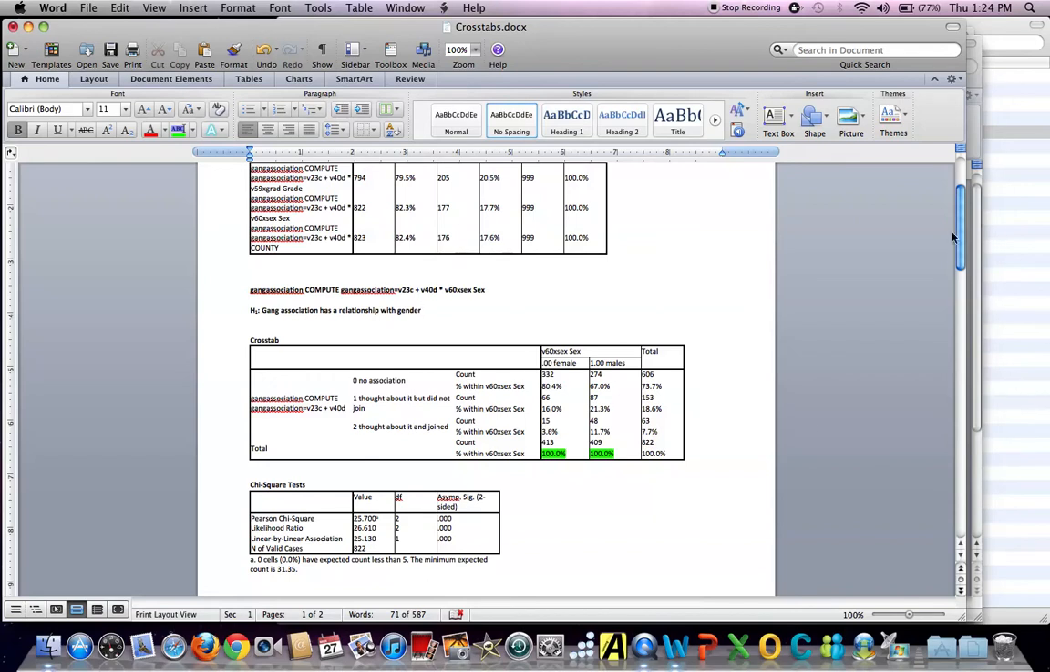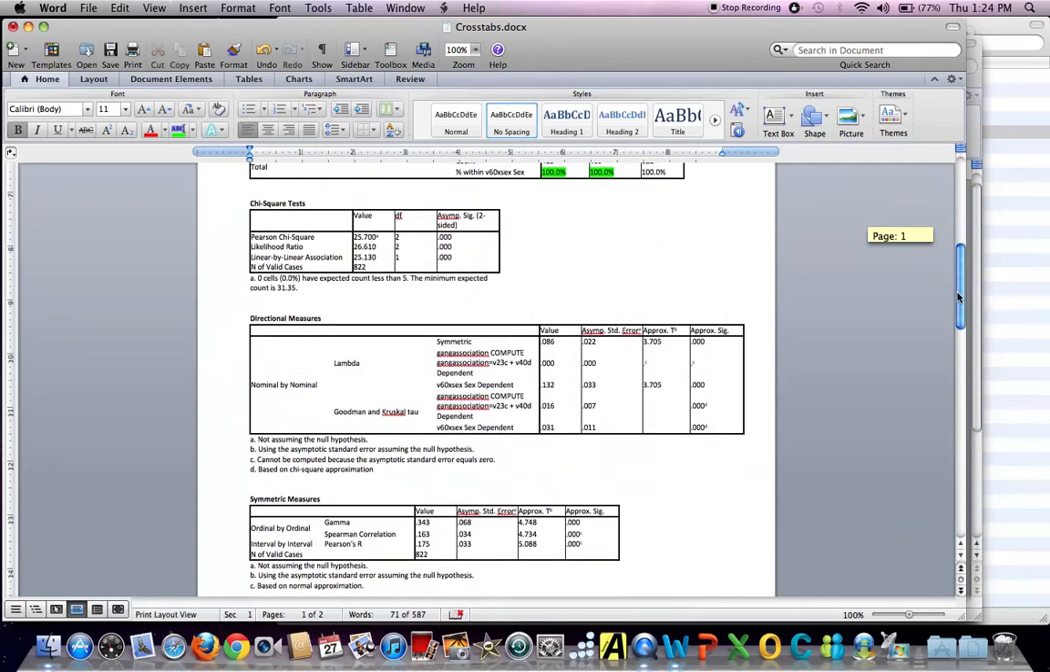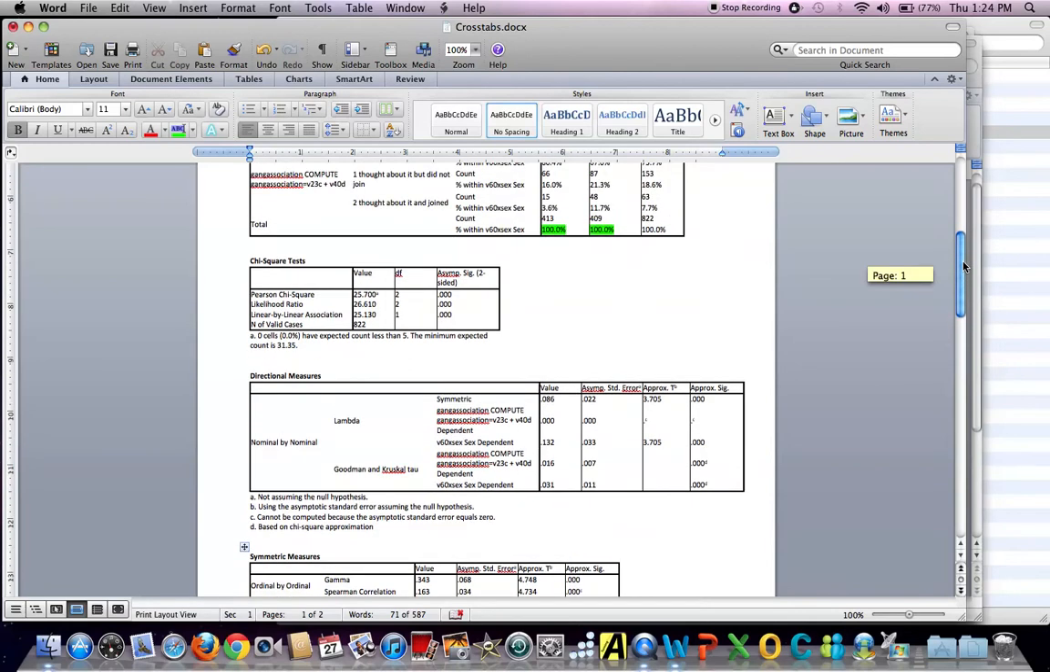The first thing is, in the Crosstab there are several things that you can ask for, and I've asked for our measures of association, which will fall under directional measures as well as symmetric measures. I asked for lambda, which falls under directional measures, and I don't know why, and then gamma and Pearson's R fall under symmetric measures. I'll explain why lambda falls under directional measures.